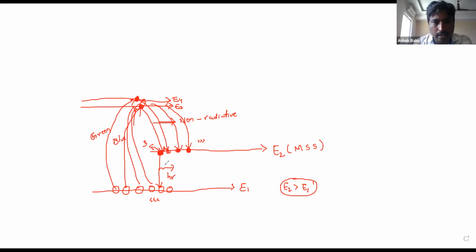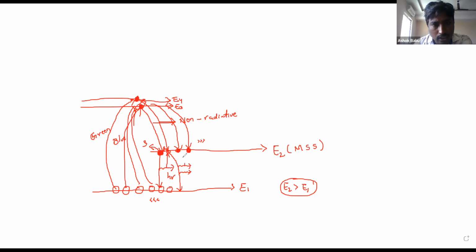That photon may interact with one more atom in the metastable state. By absorbing some energy, this atom de-excites to the ground state energy level. That process we call stimulated emission of radiation. Means stimulated emission of radiation starts now. So here 2 photons are released.